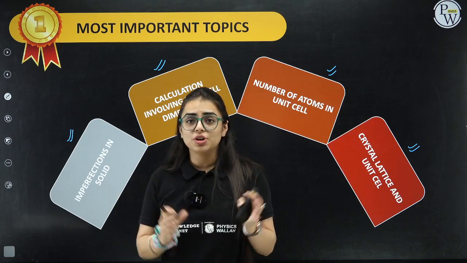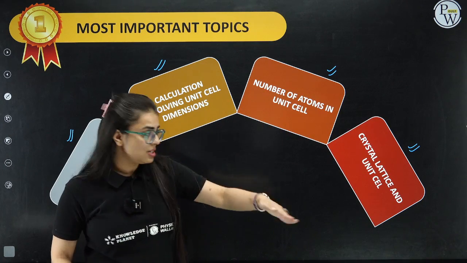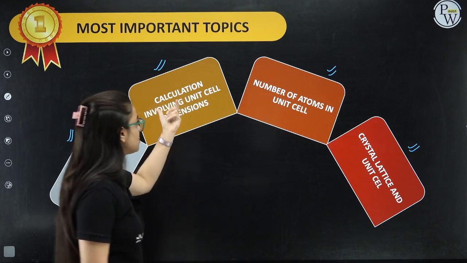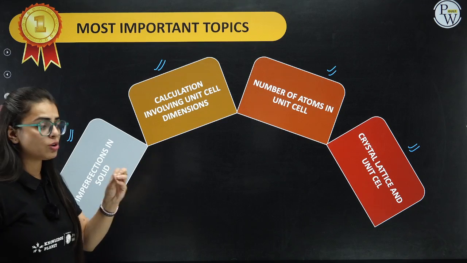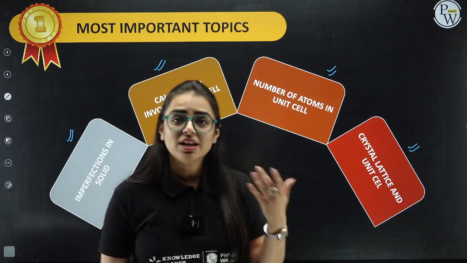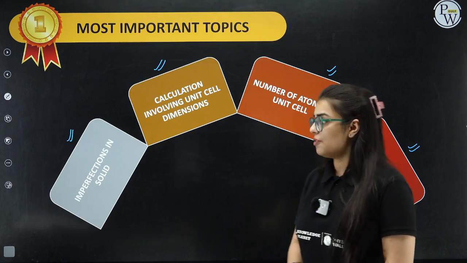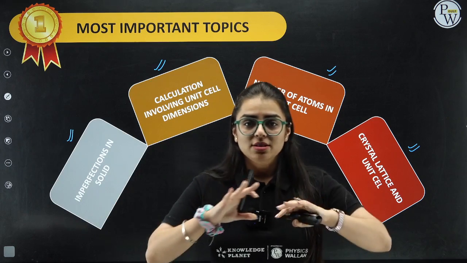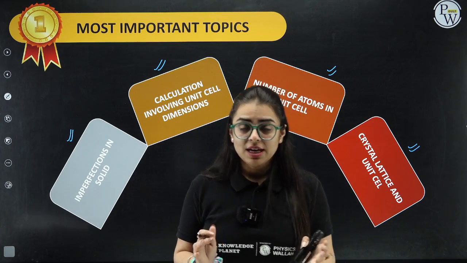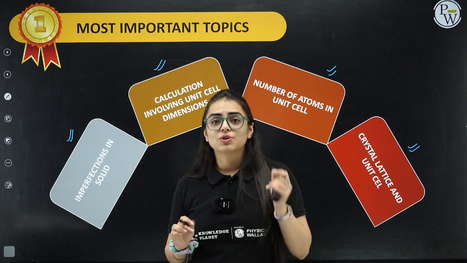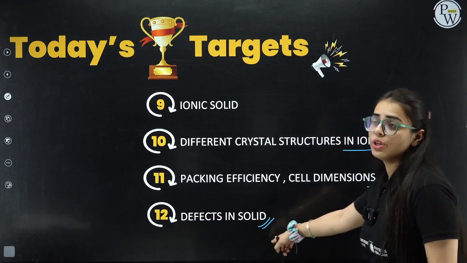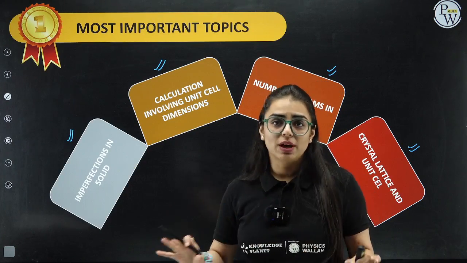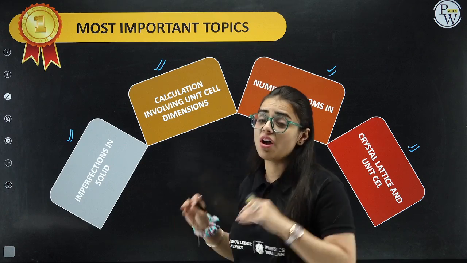So these four important topics, in sequence, start like this: crystal lattice and unit cell, then the number of atoms in a unit cell, then the calculation segment where you will observe edge length, radius, density, packing efficiency, all of that. And at last, imperfections in solids, that is defects in solids. So I guess now you know how the criteria is going. Though I will be explaining each and every topic which I have already told you in today's target, we are going to cover these 12 topics, but yes, these 4 are really very important from these 12. The others also are, but these 4 are very, very important.